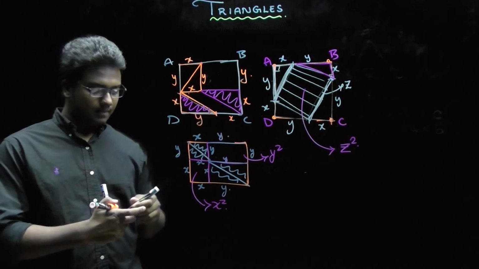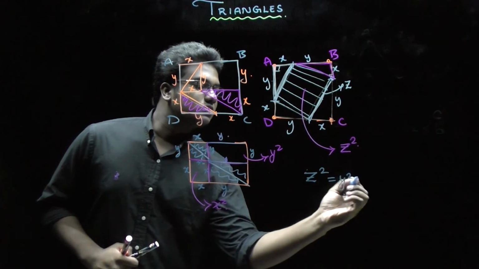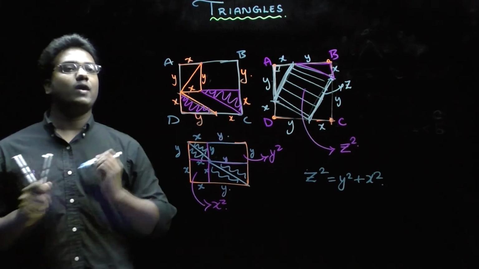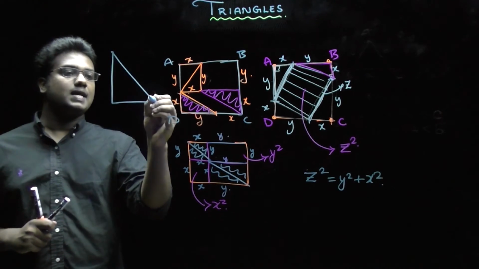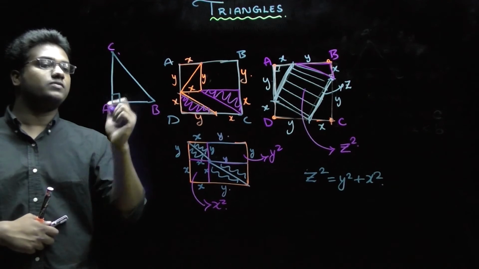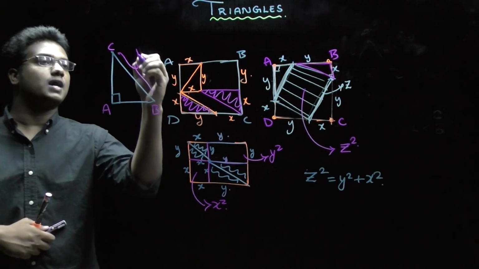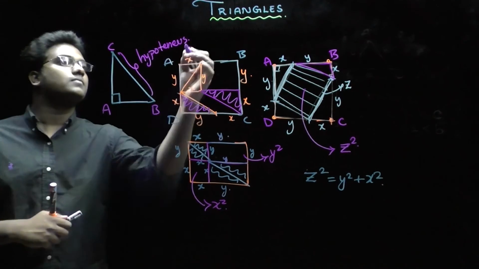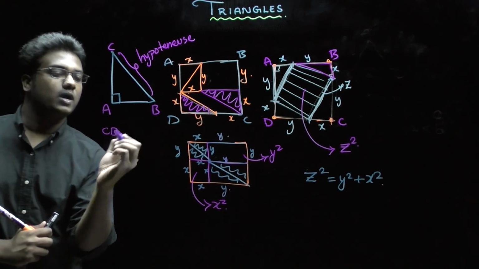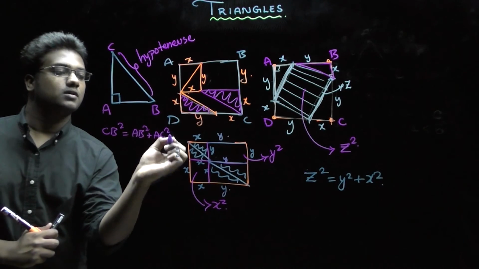So finally, the result is Z square is equal to Y square plus X square. This is said to be the Pythagoras theorem, where suppose this is a right angled triangle, the opposite side of this angle A, which is right angle, this side is said to be the hypotenuse. So, what Pythagoras theorem states that the CB square is equal to AB square plus AC square.